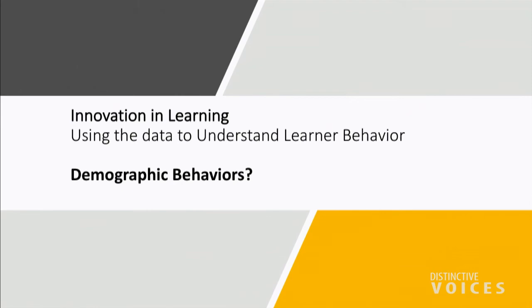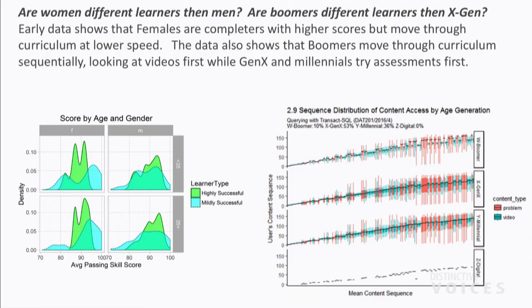What do we know about demographic behaviors? Okay, and so there's a hypothesis on female performance that they tend to be perfectionist and get higher scores, but move less through the curriculum. And if you see some of the very influential TED Talks, you'll see girls who code, so perhaps there is that anecdotal evidence.